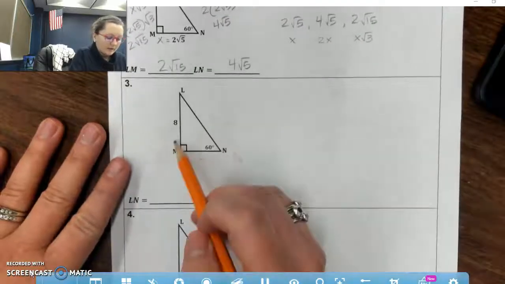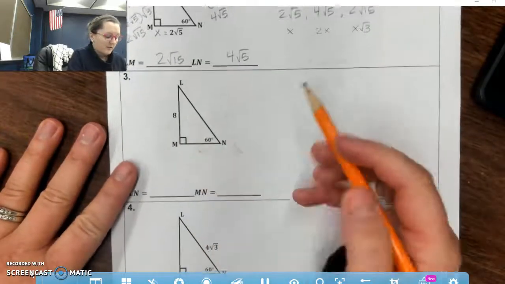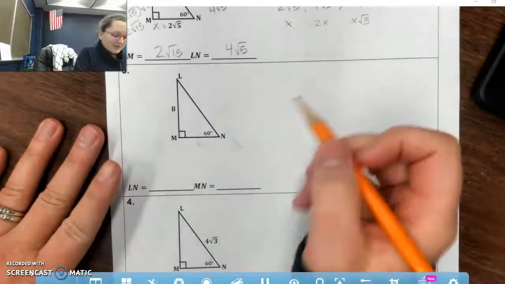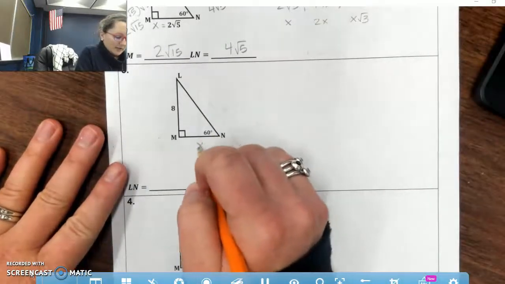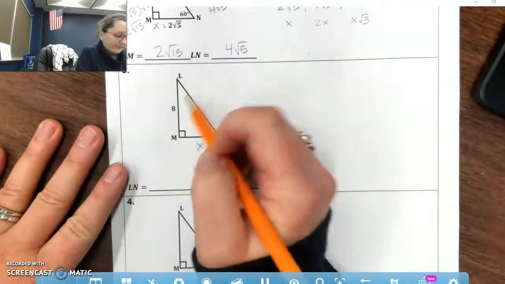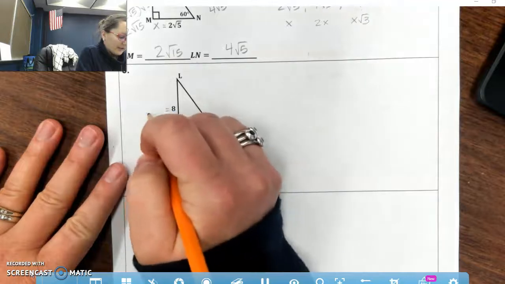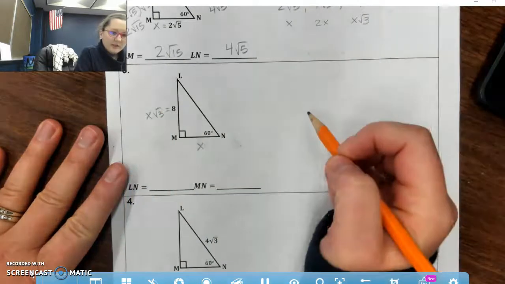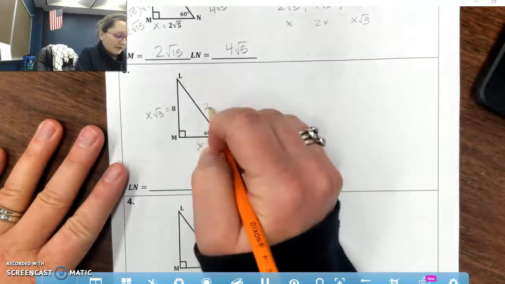We'll keep going. This one's a little trickier. We're going to have to rationalize our denominator. Fun times. All right, so let's see. My short side is x, right? My long side is x root 3, and my hypotenuse is 2x.